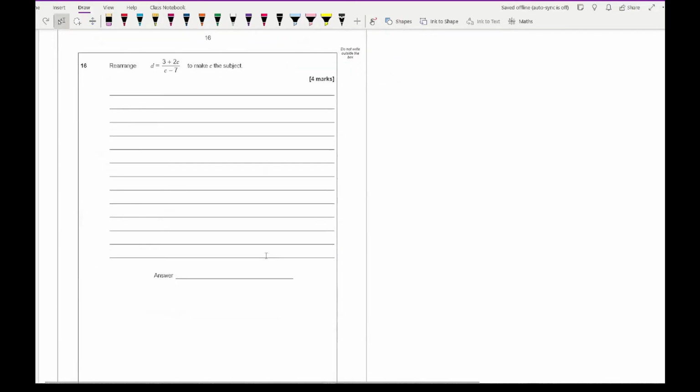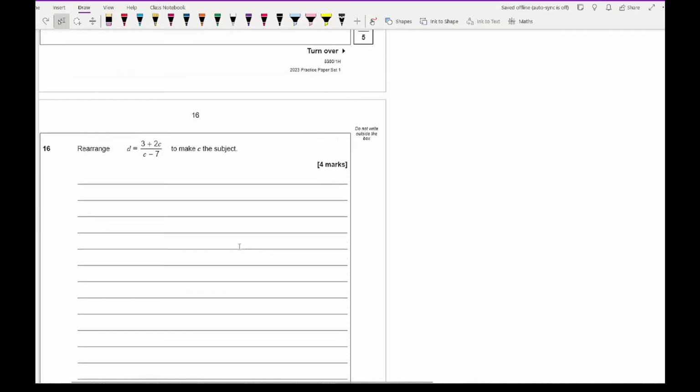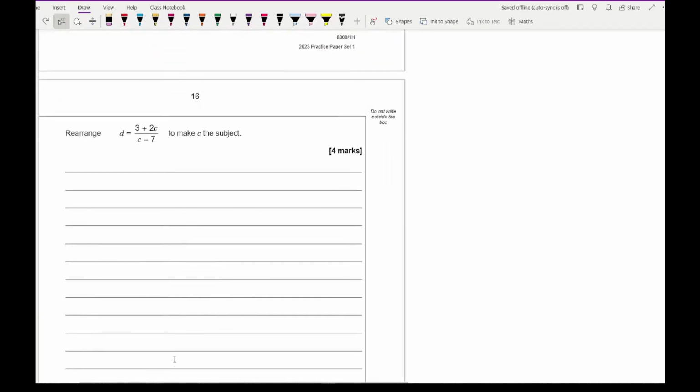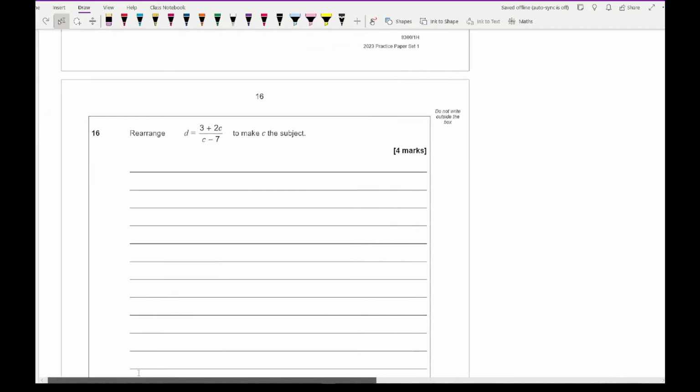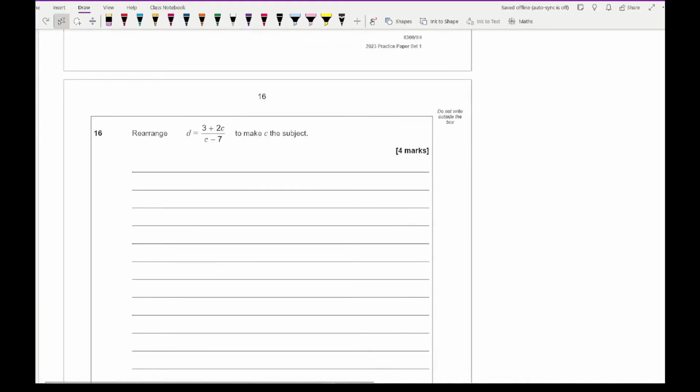The next question, let's just zoom in for this one. It says to rearrange to make C the subject. Now, as you can see, we've got C on both sides. So what we need to do first, I'm going to put this line here in brackets, and I'm going to take that bracket, the denominator, over to the other side. So I end up with C minus 7 times D equals 3 plus 2C. Now don't worry too much about the D, because we're now going to expand this out. So we get DC or CD minus 7D equals 3 plus 2C.